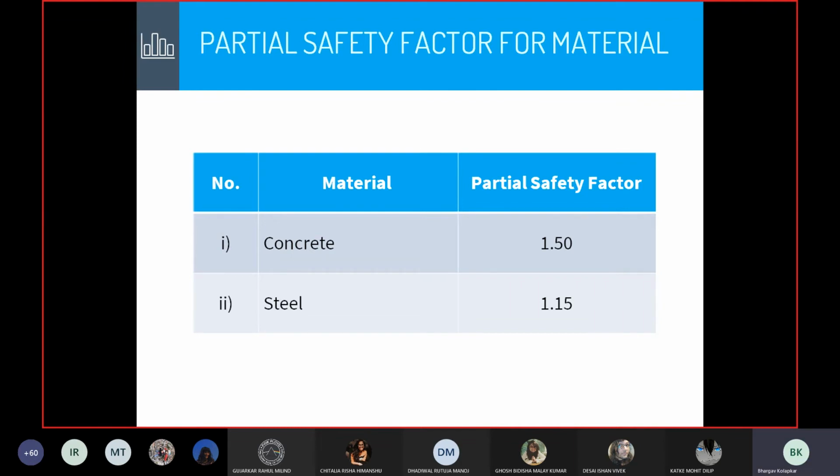The reason is that concrete is heterogeneous. Steel is a single material. Concrete, you are putting coarse aggregate from one source, fine aggregate from another source, water from some source, cement from one source, mixing them together, and then you cannot expect concrete to behave exactly the way you want it to behave. It is going to deviate. To take care of that deviation, we use a higher partial safety factor of 1.5.